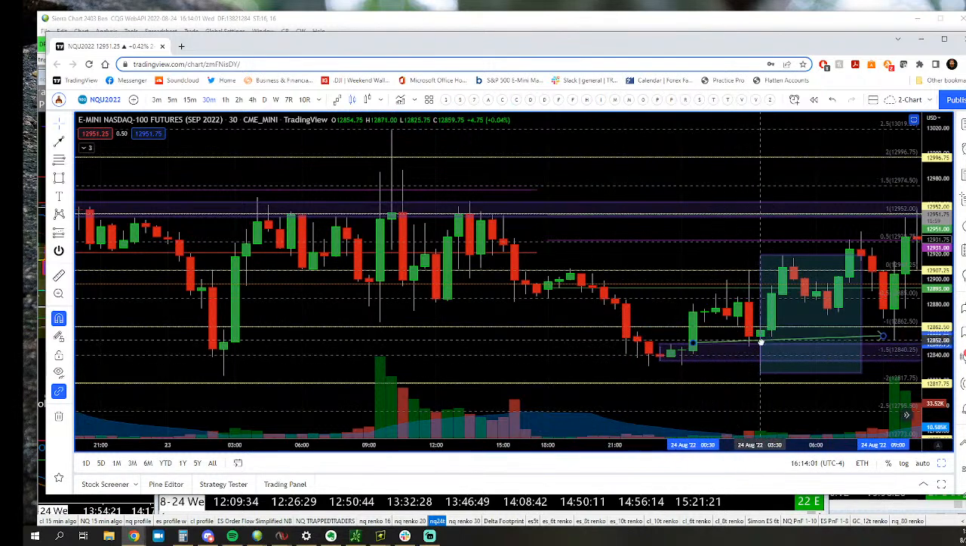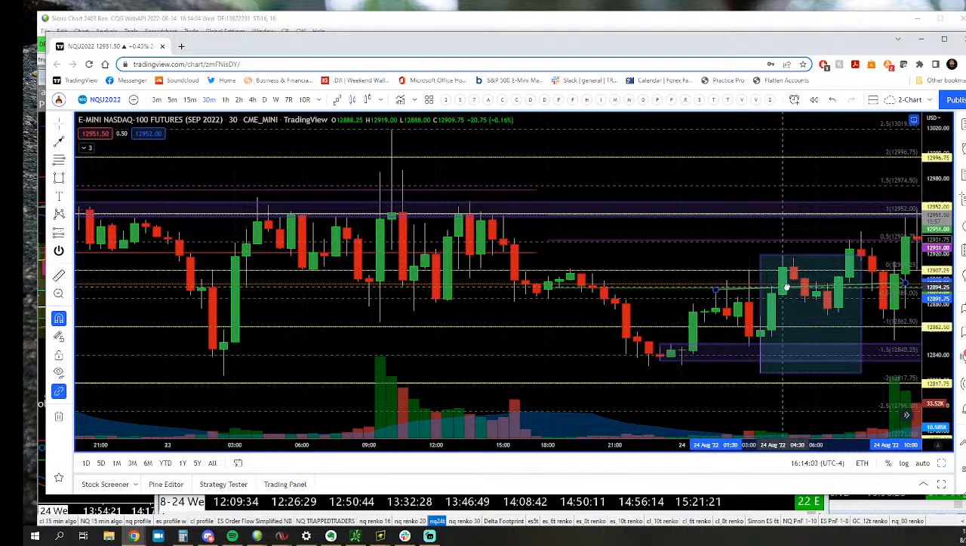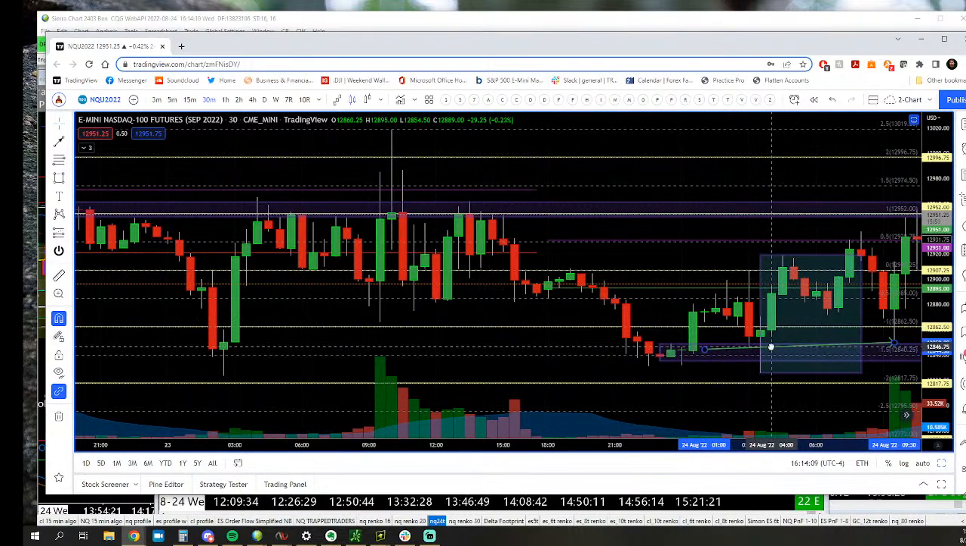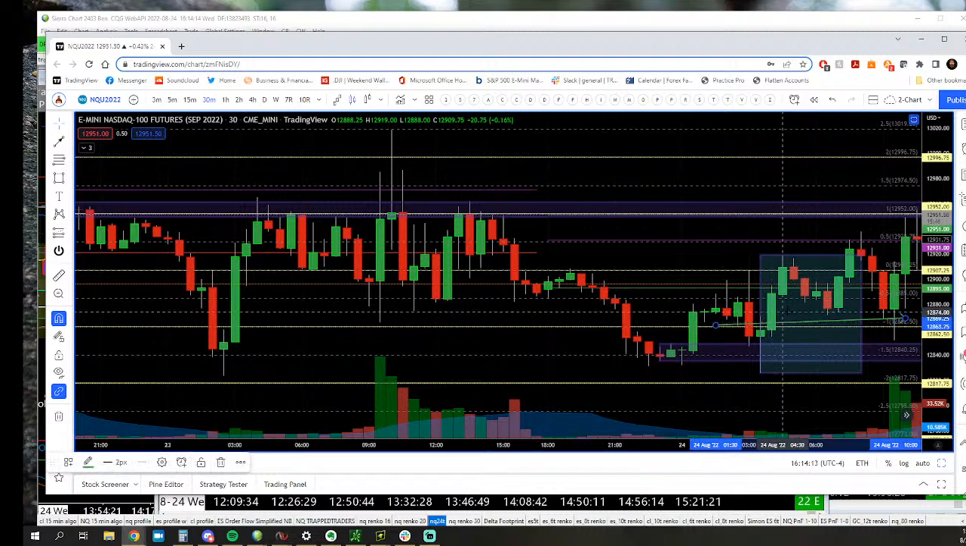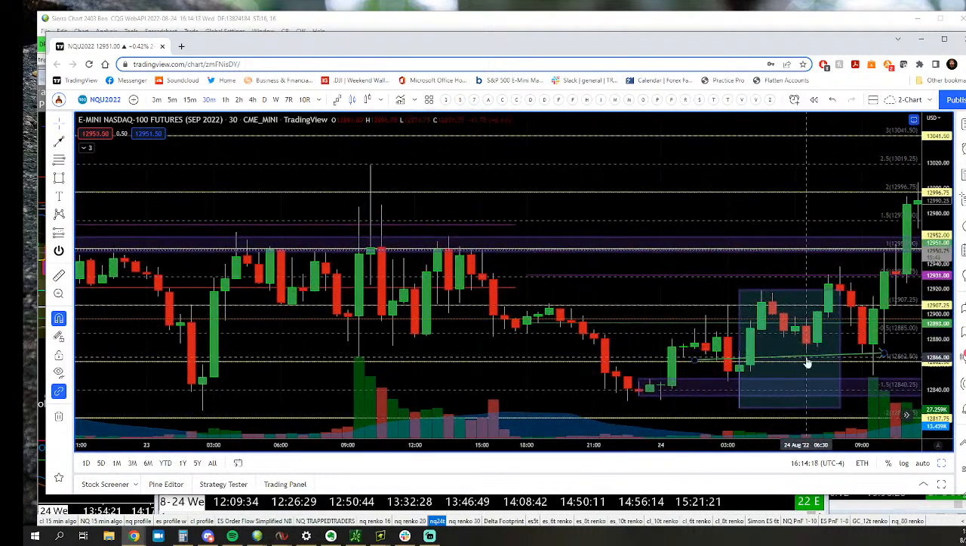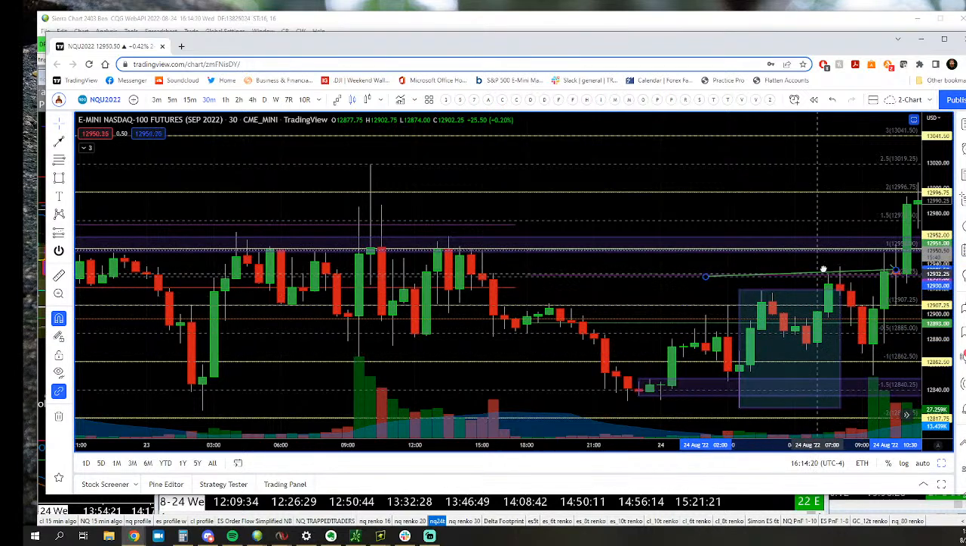And that read probably should have kept me out of this short, but I thought we were probably going to go one more time, come back in, and then try to take this low, or maybe get below it very quickly and then bounce. But that's not how it worked. It just exploded, and that's fine. That's how it goes. This trade did eventually work.